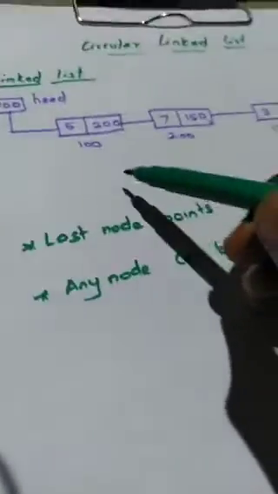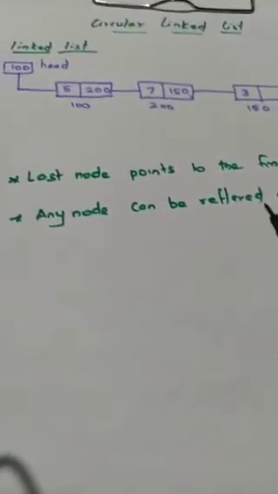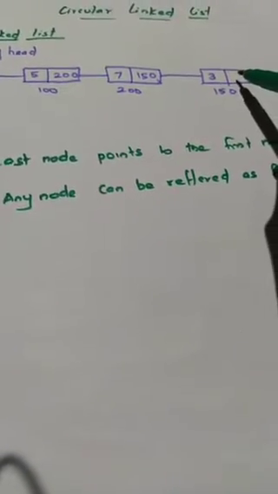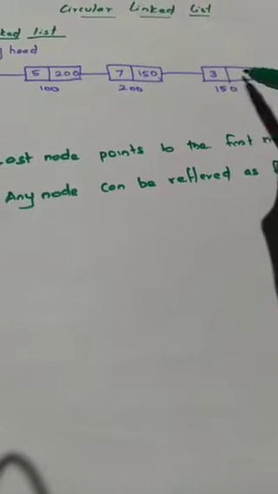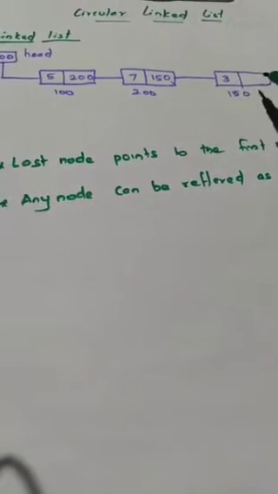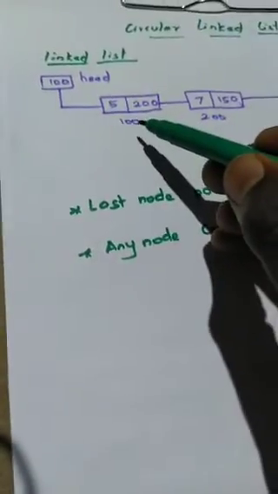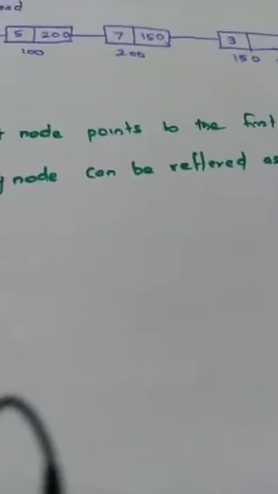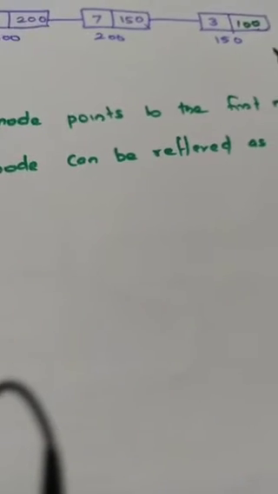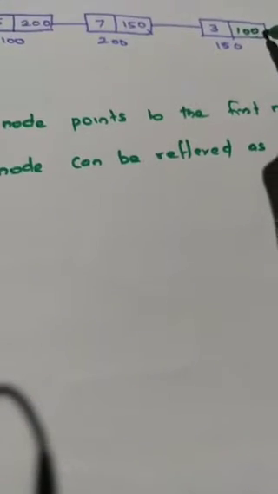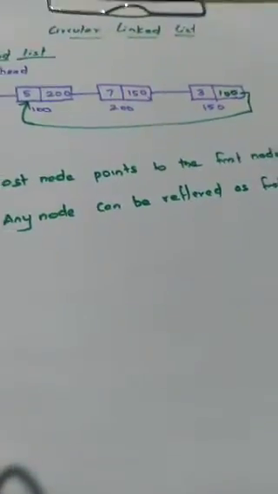See, here we can see the normal linked list, right? Usually it will be null. In a singly linked list it will be null, but as per the concept of circular linked list, it should have the address of the first node. So what is the address of the first node? It is 100, right? So it will have the address of the first node, and it points to the first node. That's it, right?